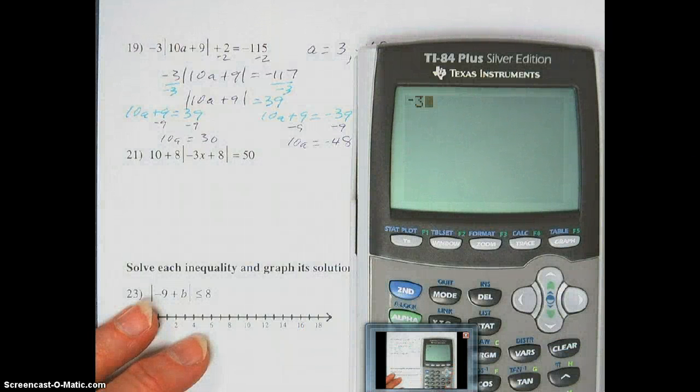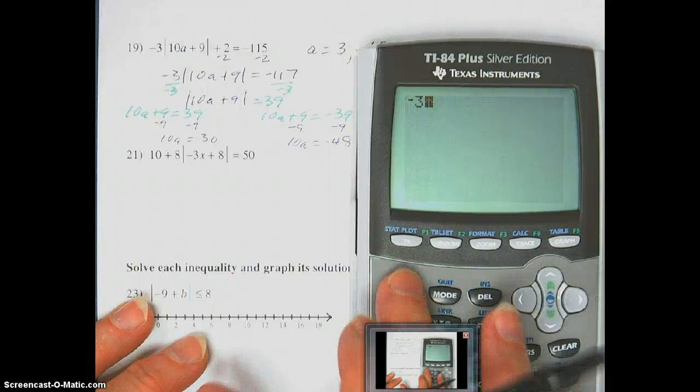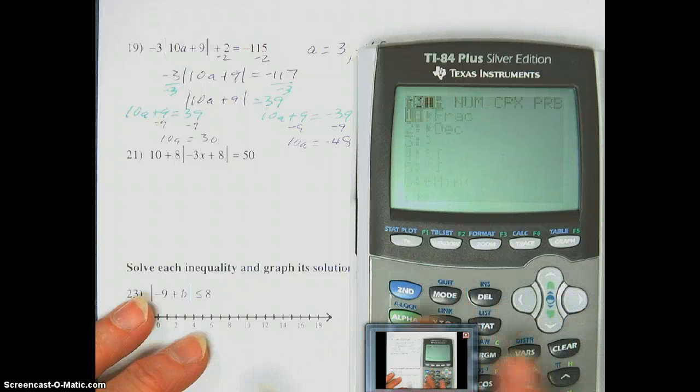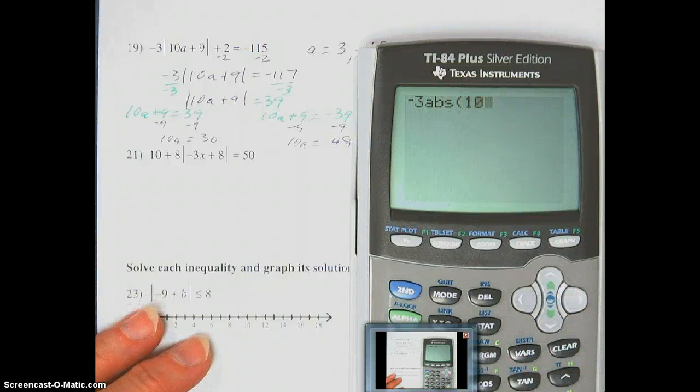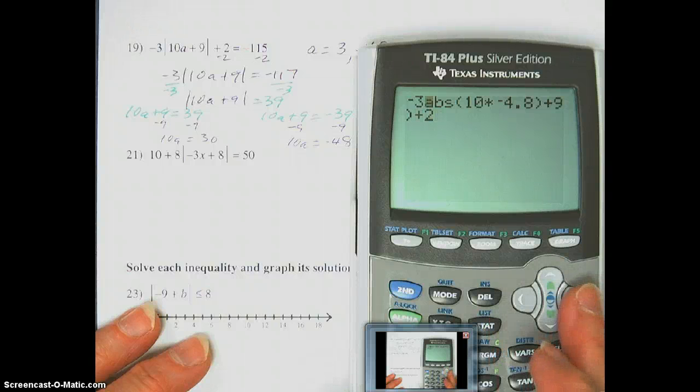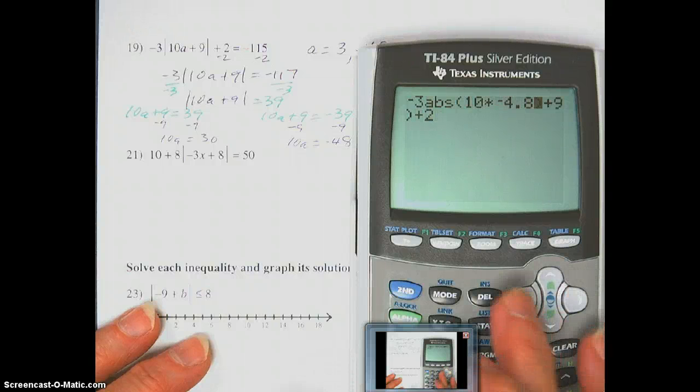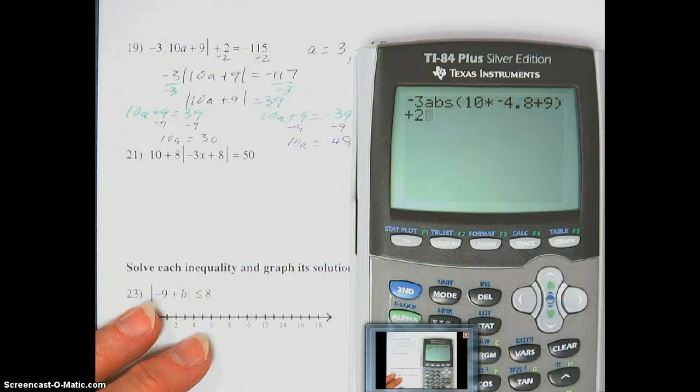So I'll go -3 times the absolute value. If you go into your calculator, if you hit second math, or if you go to math and go over 1, you'll see the absolute value. If we say 10 times a negative 4.8 plus 9, we'll end our absolute value. Add 2. We should get a negative 115, and that's a way we can kind of check it.